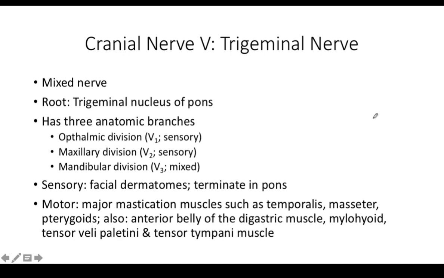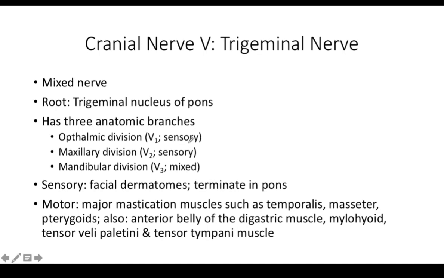The trigeminal nerve is what we classify as a mixed nerve, and this is our first example of that. A mixed nerve is a nerve that has both sensory and motor functions. It originates in what's called the trigeminal nucleus of the pons. So now you can see we're working our way down the brainstem, becoming more caudal. Now, it's much more heavy to the sensory side than the motor side.